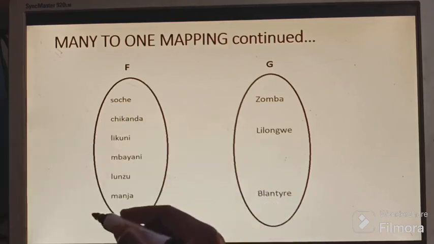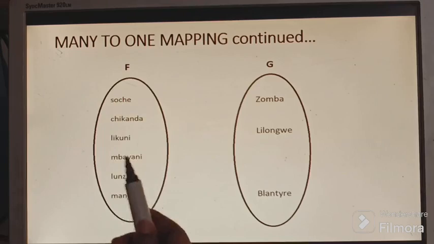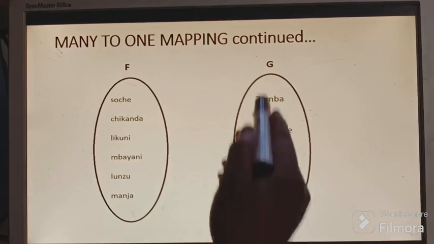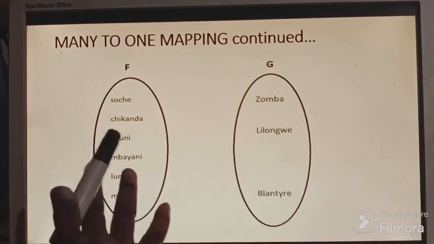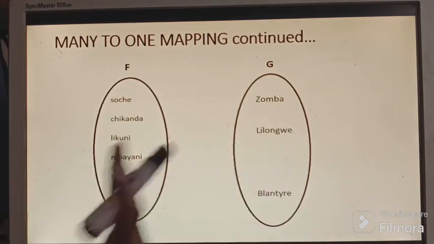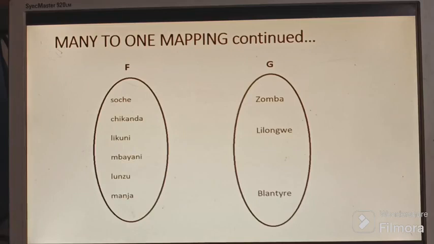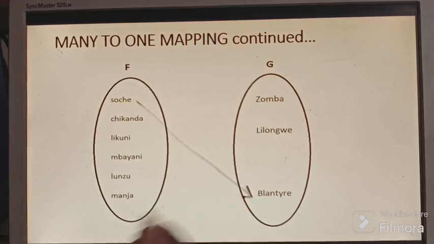Many to one mapping. Alright, so we have a set F of townships: Sochi, Chikanda, Likuni, Mbayani, Lunzu, and Manja. So these are our townships. And G is a set of districts: Zomba, Lilongwe, Blantyre. I will use my knowledge of which district each place is found in to map between the two sets. Let's start with Sochi. Sochi is found in Blantyre.